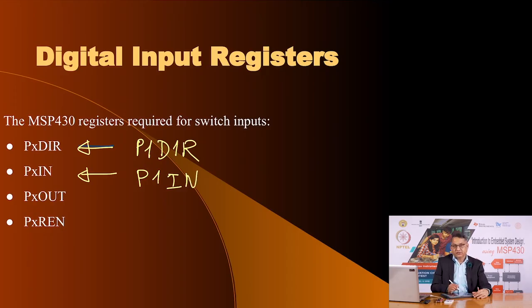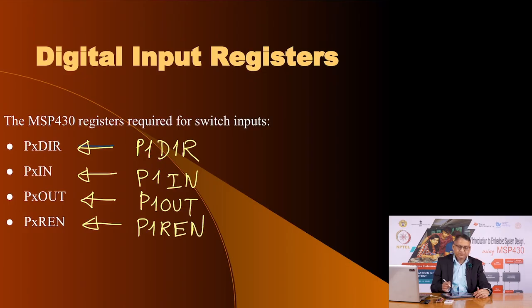If we want to engage internal pull up or pull down resistors, then we have to enable that using the P1 REN register, and whether we want a pull up or pull down will be decided by writing an appropriate value of 0 or 1 in the appropriate bit in the P1 out register. So, these are the registers that we need to deal with.